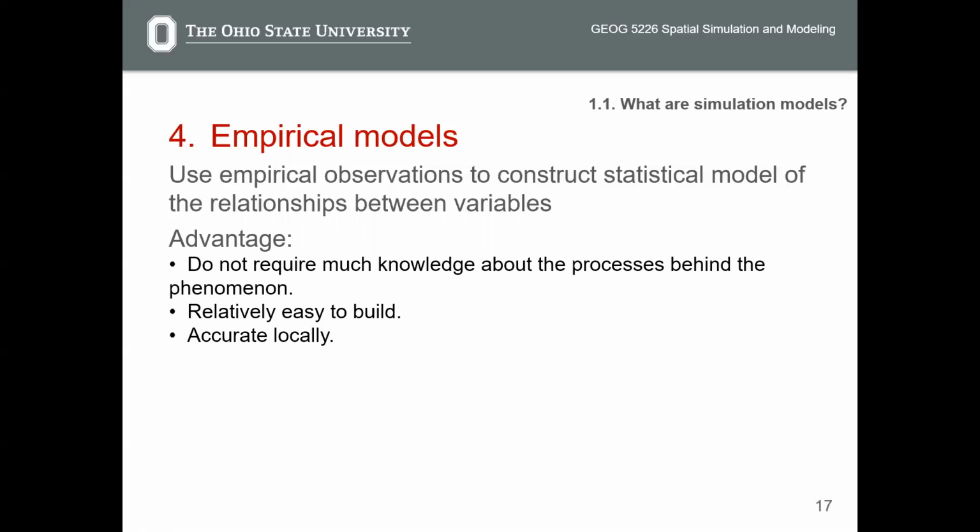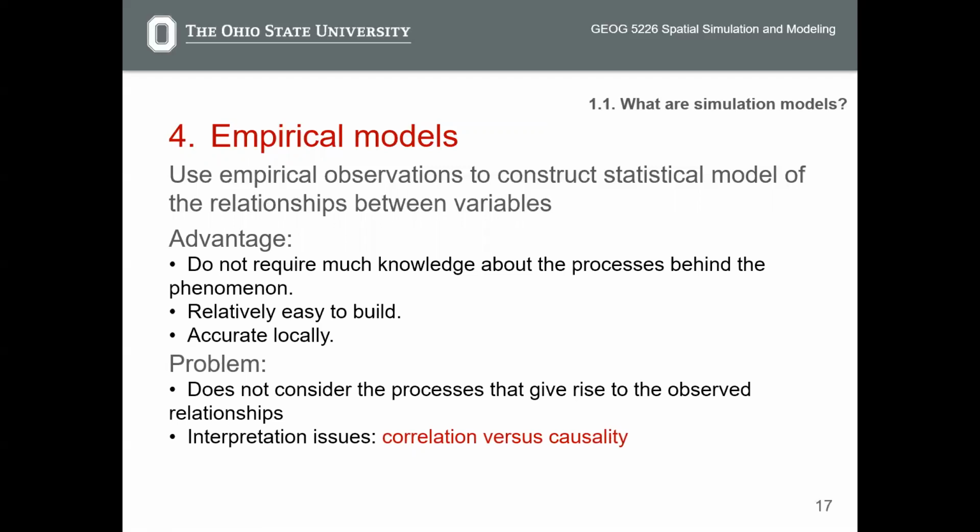It's relatively easy to build. It's accurate locally. And the problem is that these models do not consider the processes that gave rise to the observed relationships. There is also an interpretation issue, correlation versus causality. Be careful with this. Correlation does not mean causality. Okay?